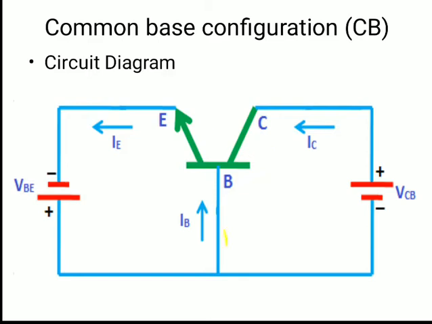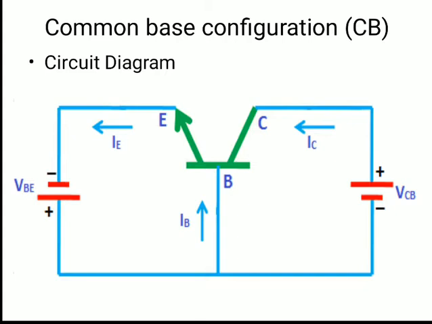So base plus collector is equal to emitter. Okay, so in the diagram also you will understand the relation between IB, that is base current, IC, collector current, and emitter current, that is IE, right? So in the working we have seen that IE is equal to IB plus IC. Okay, so this is the common base configuration, right?